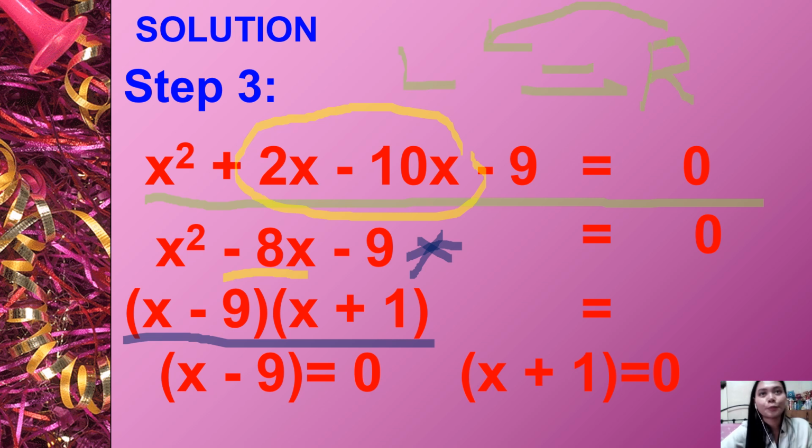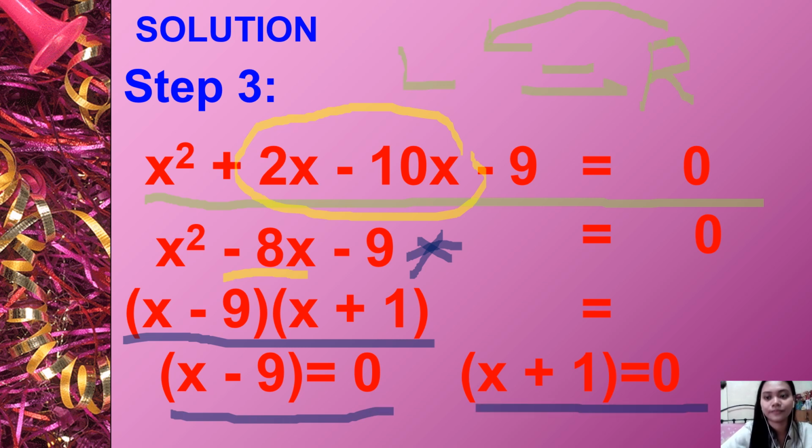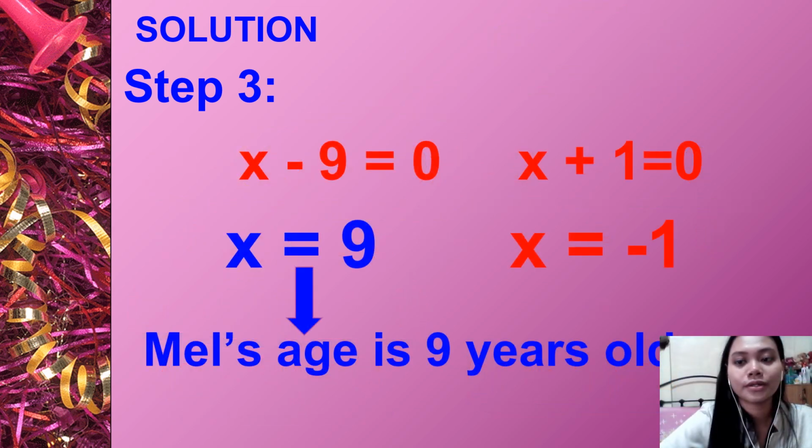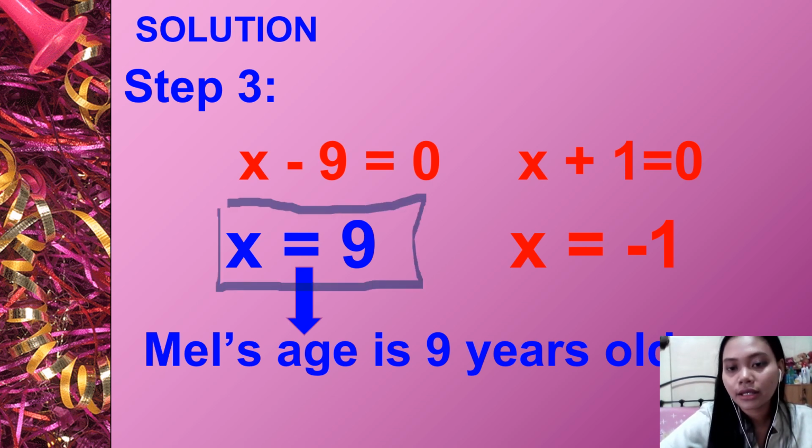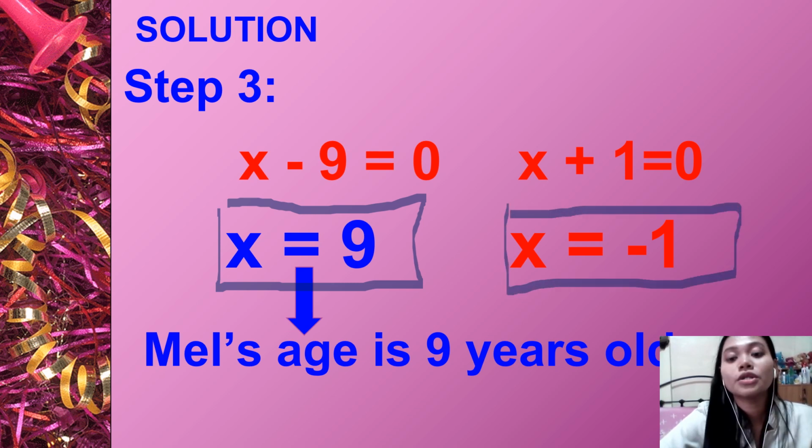By zero product property, we can write it as x minus 9 equals to 0 and x plus 1 equals to 0. So, in other words, x is equal to 9. This one, x is equal to 9, and on the other part, x is equal to negative 1. So, wala naman pong edad na negative, so this negative 1 is not the answer. Therefore, Mel's age is 9 years old.